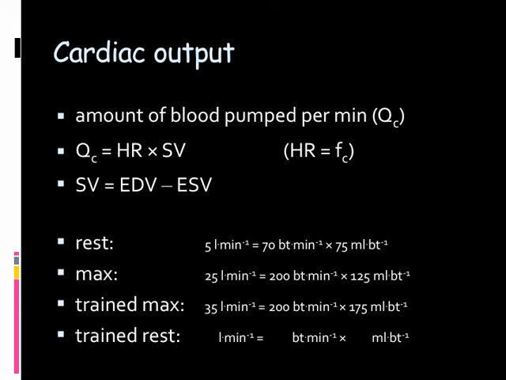The walls of the heart are stronger, so it can fill more, so your end diastolic volume is greater, and because the muscle is stronger, it can empty more fully. So your stroke volume increases during maximal exercise. And it is the fact that your heart is bigger and stronger that explains the effect of training on maximal cardiac output.